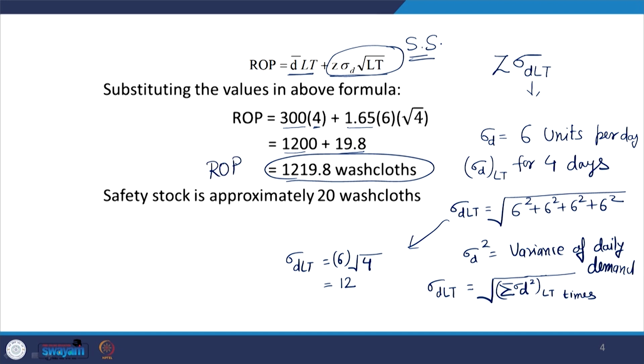So, whenever you reach 1220 units, you will trigger a new order, and out of this 1220, approximately 20 units are the safety stock. 1200 you are going to consume, but 20 units you are keeping for safety purposes. So, that is the case when we are having only one variable component, and right now in this example that component is the variation in the daily demand.